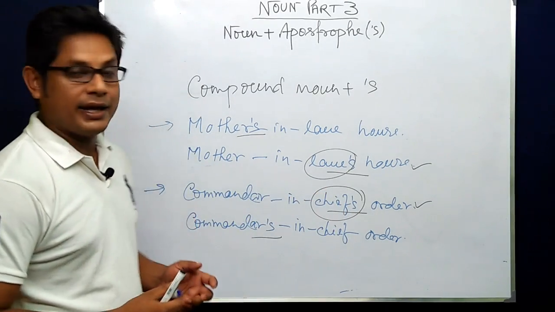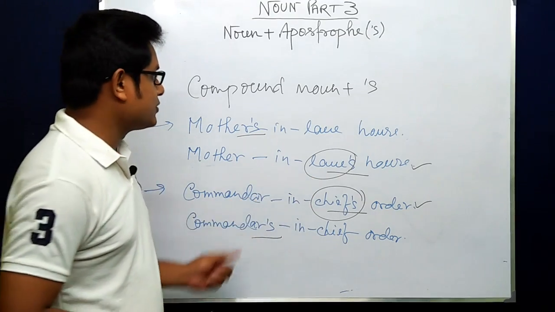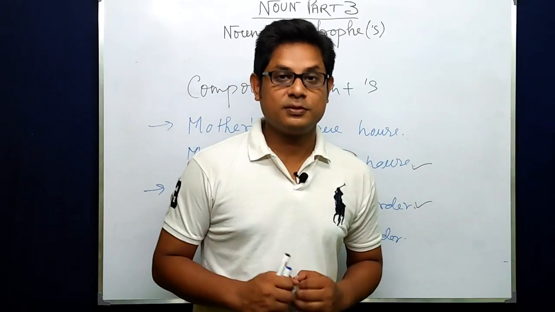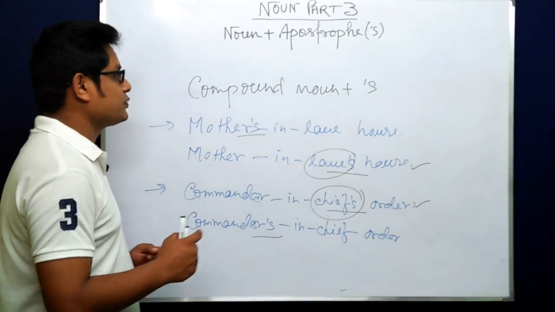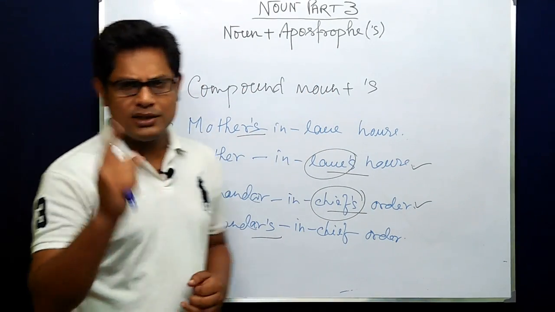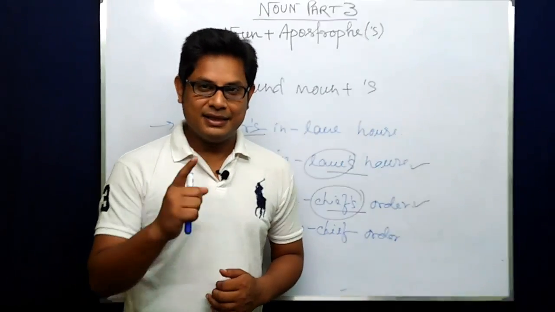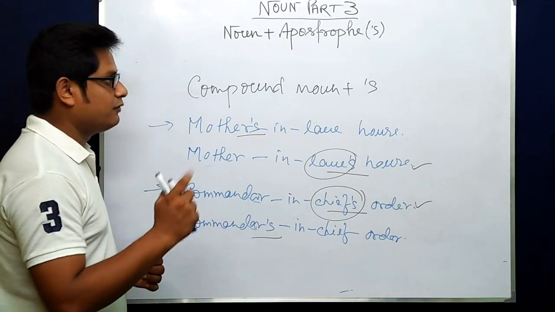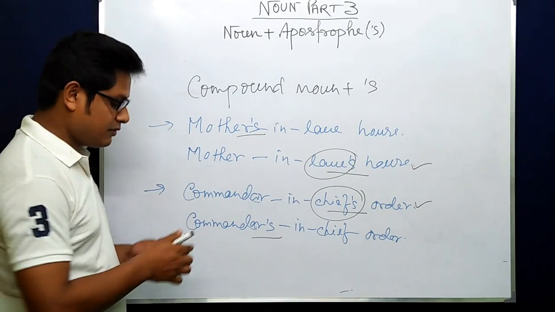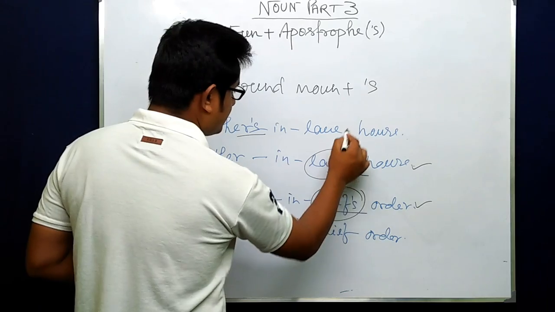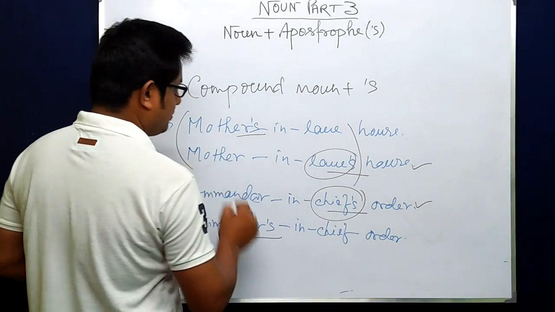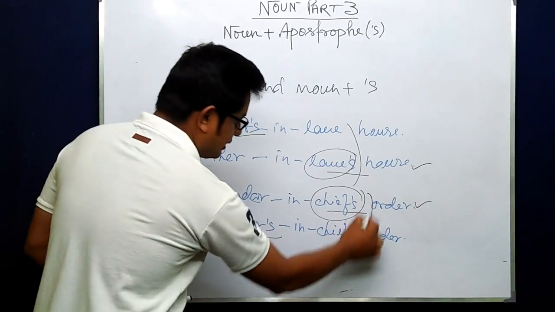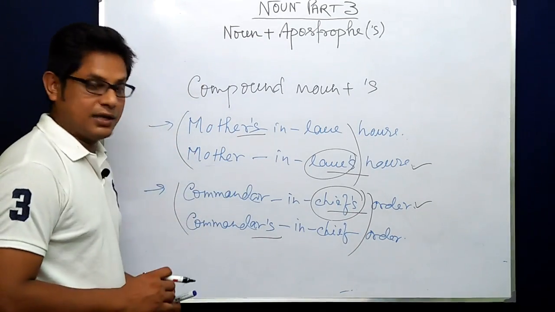Now you have to know why this is right. Because according to the rule, if you are supposed to add any apostrophe s to any compound noun, then one thing that you have to keep in your mind is that you have to add apostrophe s to the last word of the compound noun. What is the last word of the compound noun? This is a compound noun, so the last word is law. Again, this is the last one. This one is the last word.